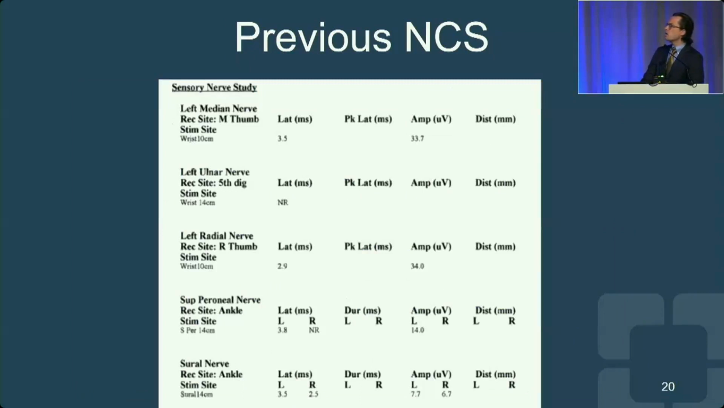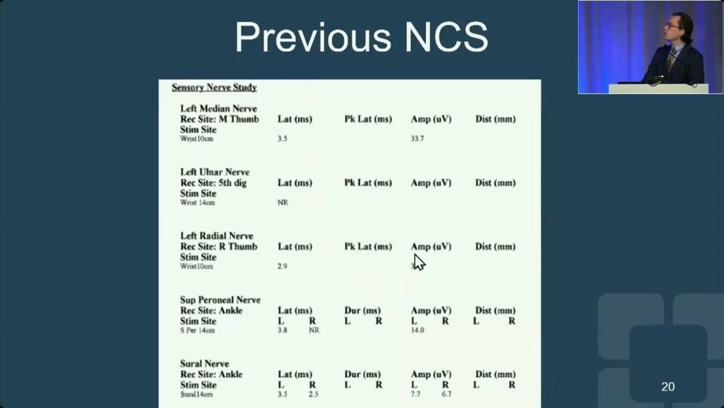In terms of the sensory studies, maybe some non-length dependent findings. So this person had a sural sensory response of 6 and 7 on both sides. That's pretty robust for somebody who's 60 years old. Looks like there's some asymmetry in the superficial peroneal sensory response where it's absent on the right, but the amplitude is 14 there on the left.